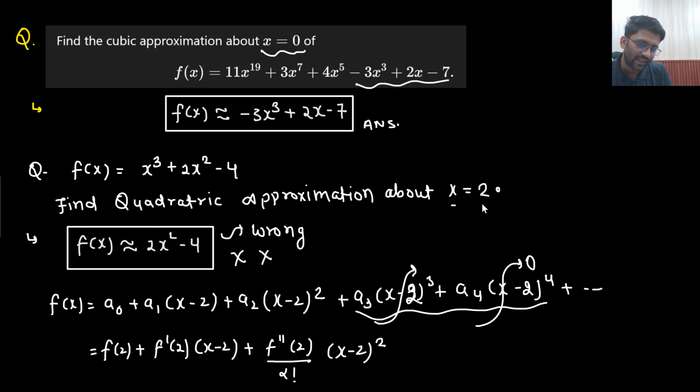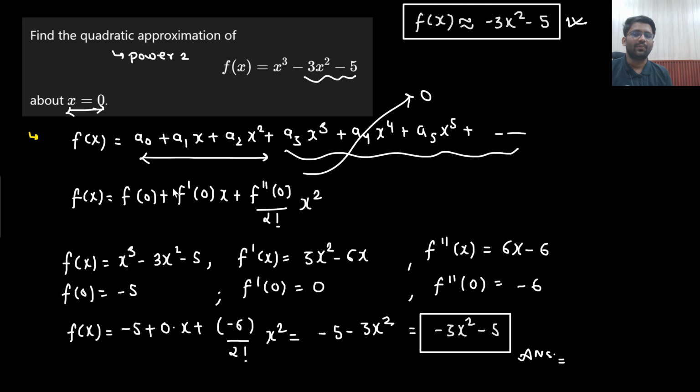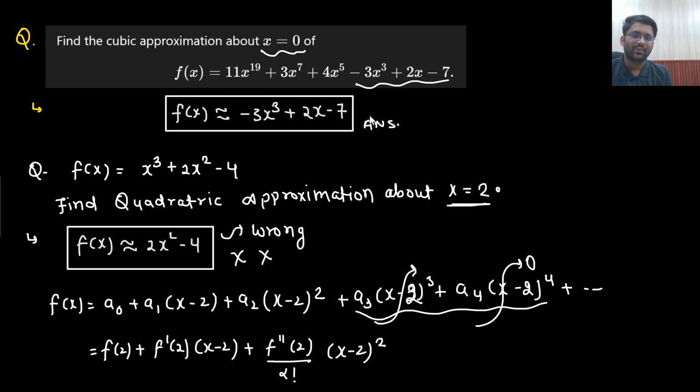Note this is the correct answer. Why is that so? Because this is about x equals 2, it is not x equals 0. About x equals 2 we are supposed to find out, so this is the calculation I need to do. Here, about x equals 0, simply ignore the x cube, simply ignore other terms, only the cubic approximation you need. But here they are asking about x equals 2.